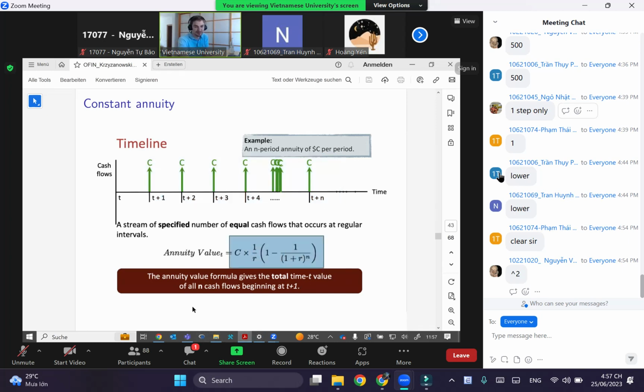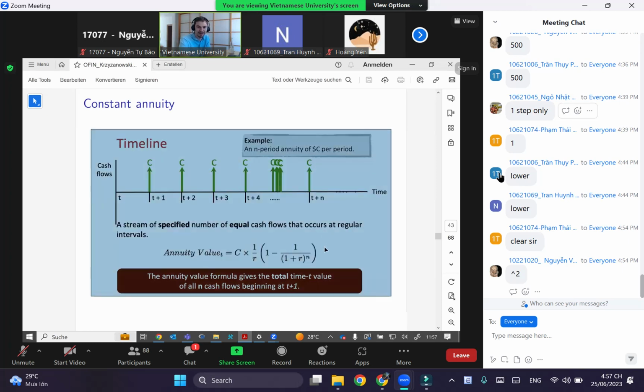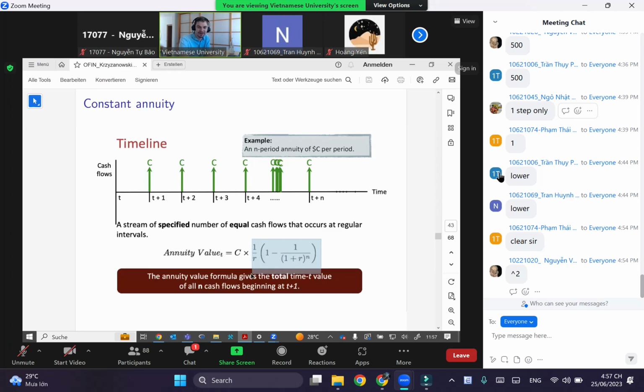So the way to calculate the time t value of the constant annuity would be to take the constant payment, which is constant over all periods, right? You always obtain C. Multiply it by 1 divided by the interest rate. You would always obtain the same interest rate. That's an underlying assumption. And then multiply it by this factor, 1 minus 1 divided by 1 plus r to the power of n, where n stands for the last period where this constant payment occurs.